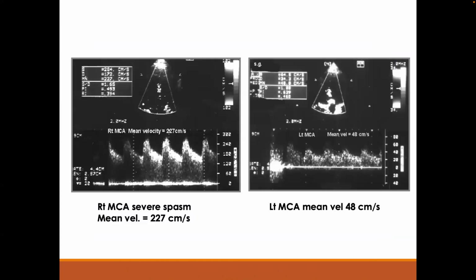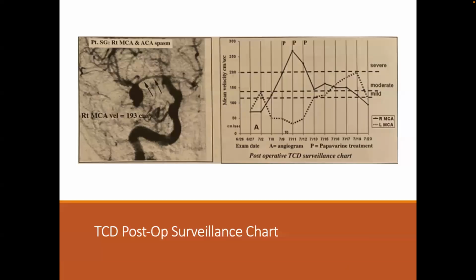And so with transcranial Doppler, there were really, really elevated velocities and really high flow going through that right MCA, and the left MCA was normal. And so this is just showing you the angiogram in relation to that chart that we just went through, where you can see the spike and then it coming down after those injections.